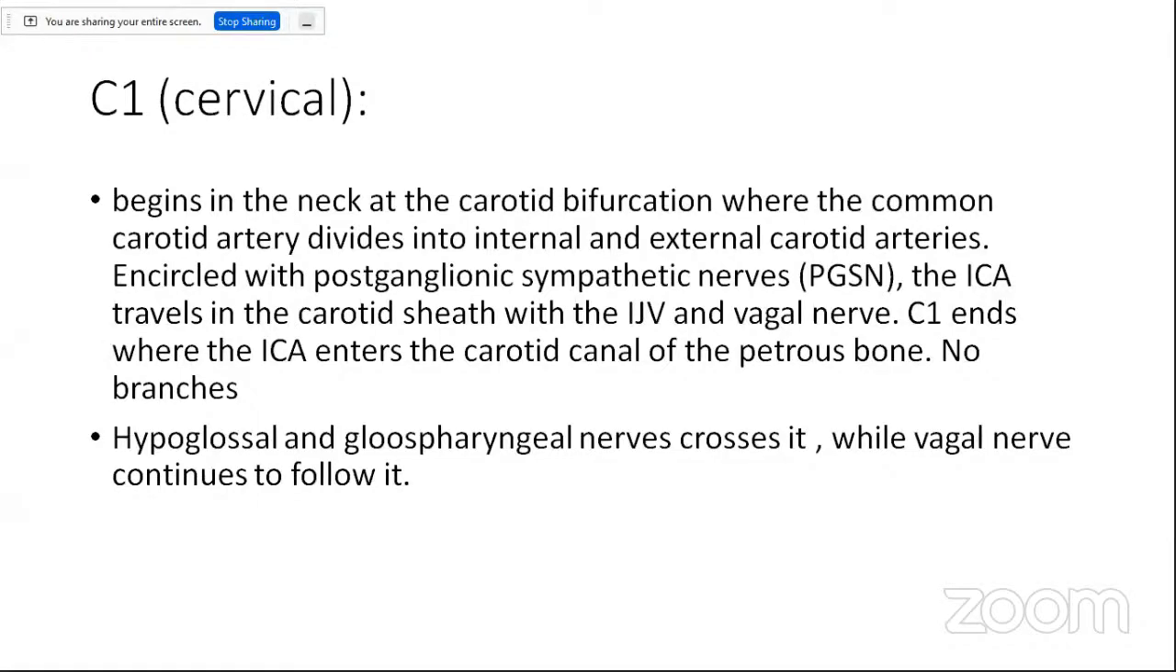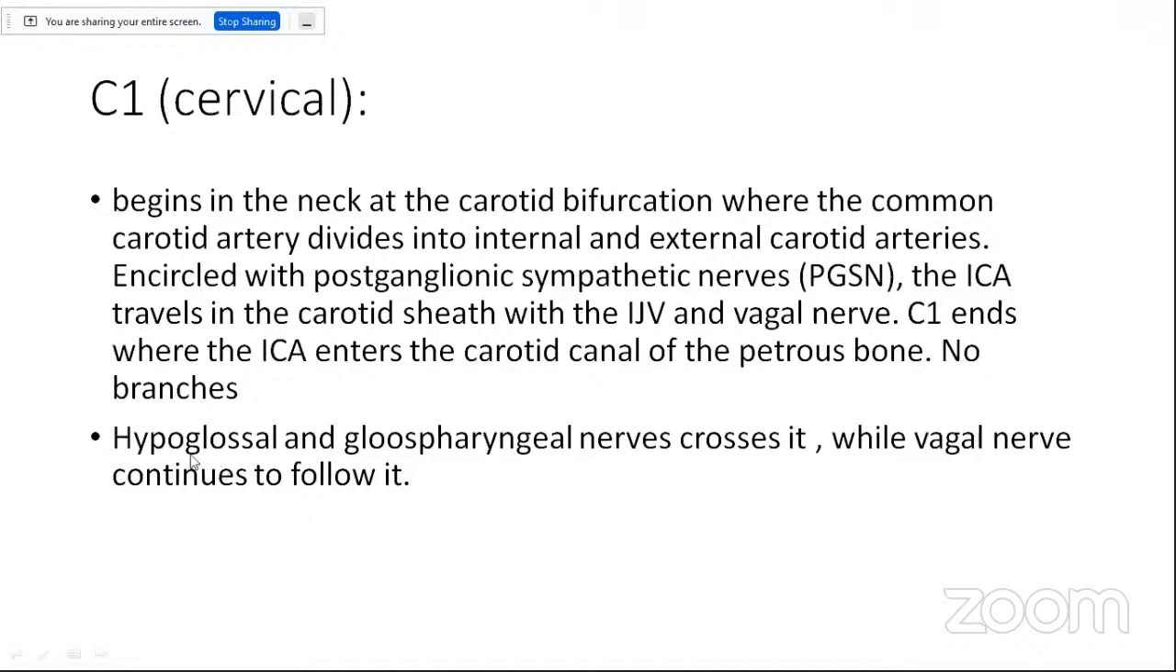So the C1, which is the cervical part, begins in the neck at the carotid bifurcation, where the common carotid artery divides into ICA and ECA, the internal and the external carotid arteries. The cervical part is encircled with the postganglionic sympathetic nerve fibers, and the internal carotid artery travels within the carotid sheath accompanied with the internal jugular vein and the vagus nerve. So the C1 portion would end where the ICA enters the carotid canal of the petrous bone. The cervical portion has no significant branches.